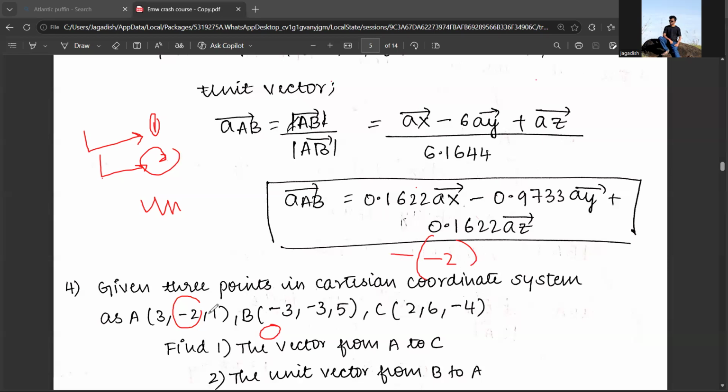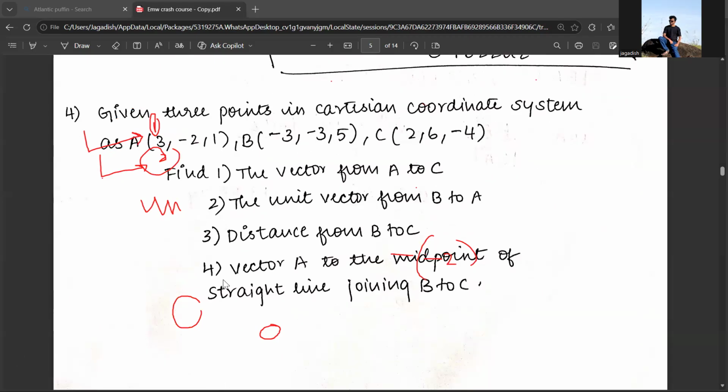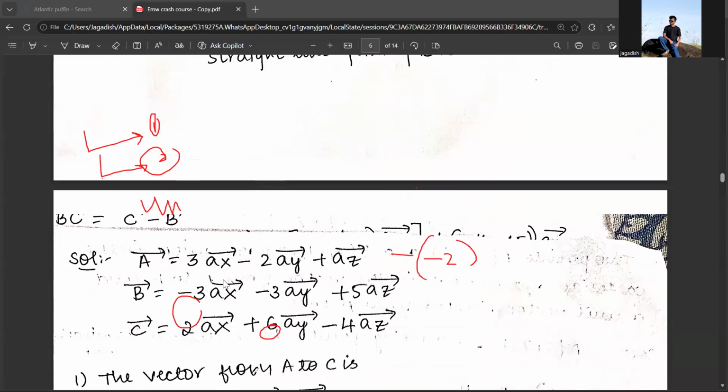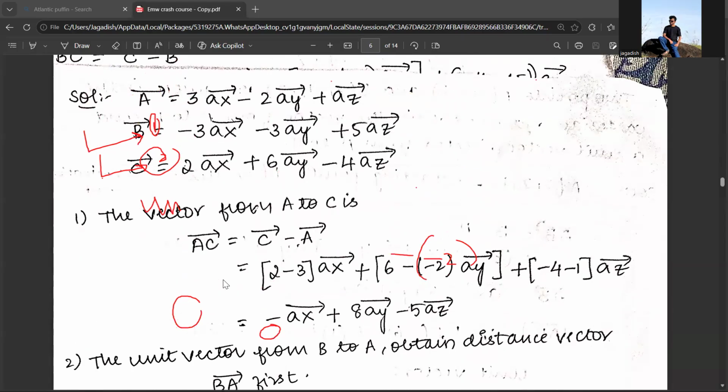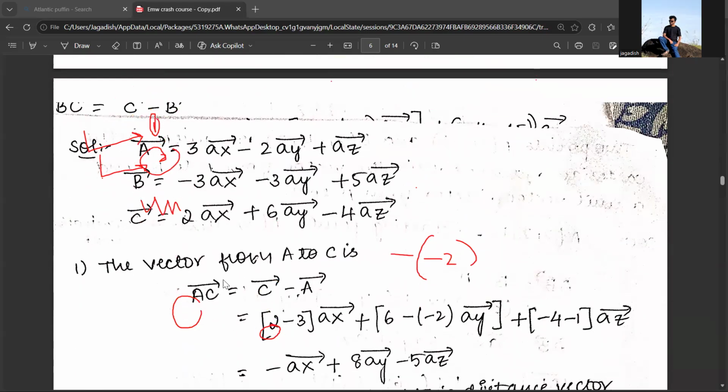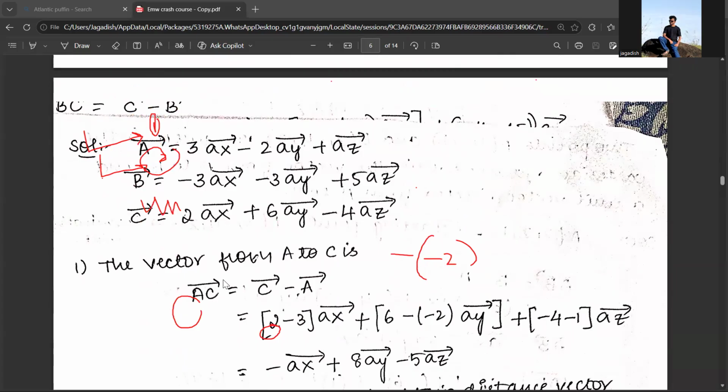Here there is no sign. So minus 4 minus 1. So what is the answer? 4 minus 1 AZ. What comes? Minus 4 minus 1 AZ. Along with sign you take, you are making so many mistakes. So your mathematics is a little bit weak, I feel. You are making so many mistakes. So improve on that.